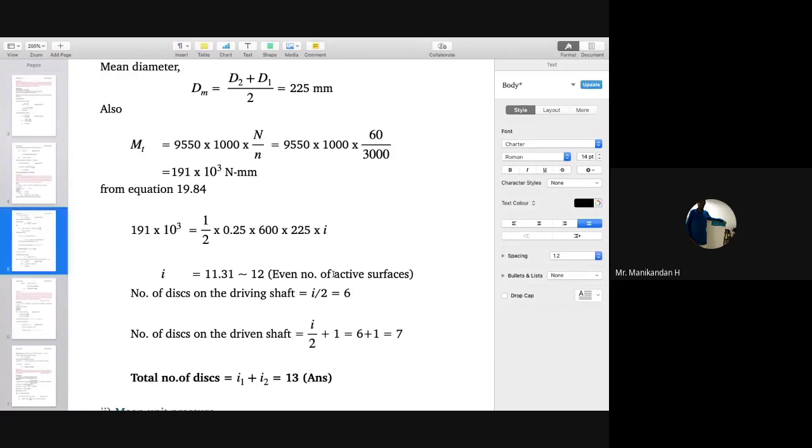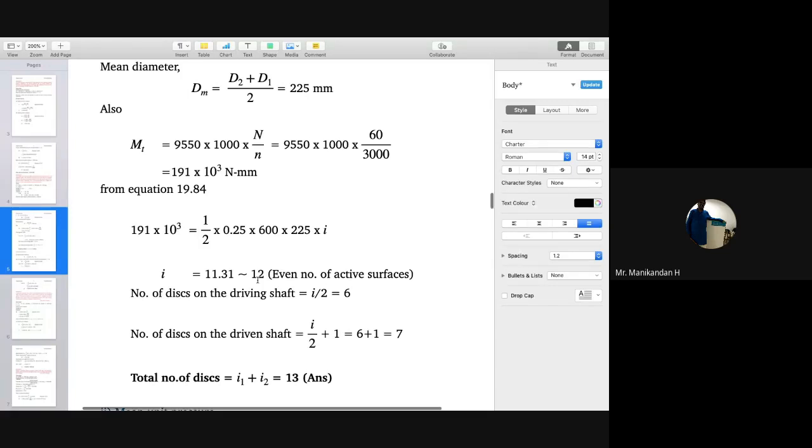So approximate it to 12, because always remember number of active surfaces should be even number. Okay. So even if you get 11.1 also, you don't put it as 11. You have to take it as 12, the next even number. So i is equal to 12.